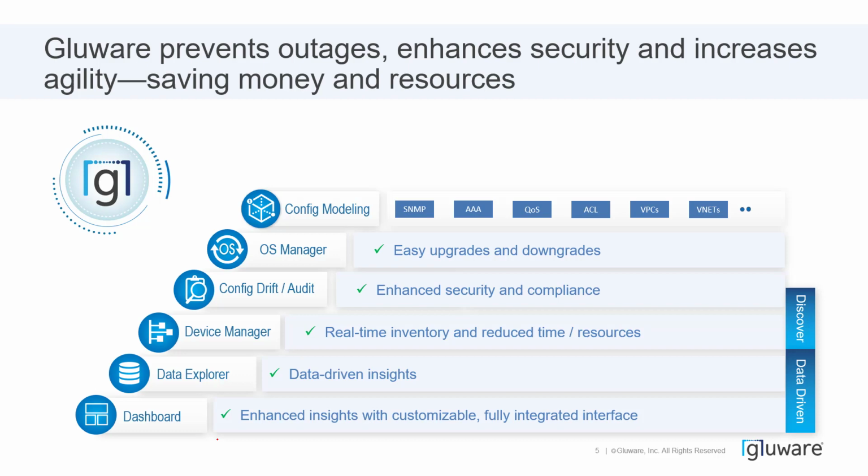Oftentimes our users start with things that are hot or urgent, like moving to SNMP v3 or rolling out a new AAA policy, or implementing a new QoS policy as well.